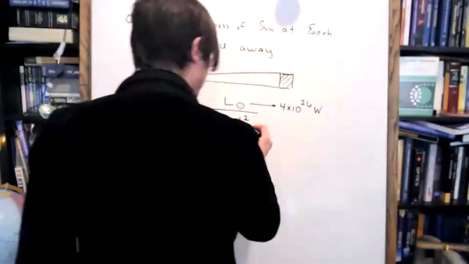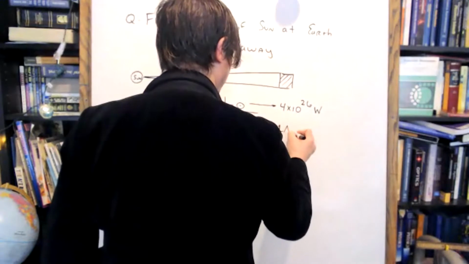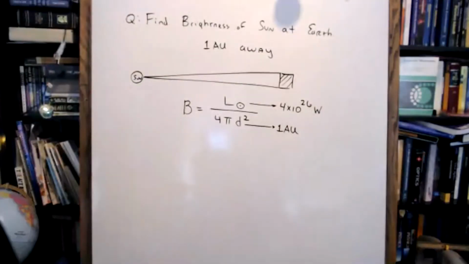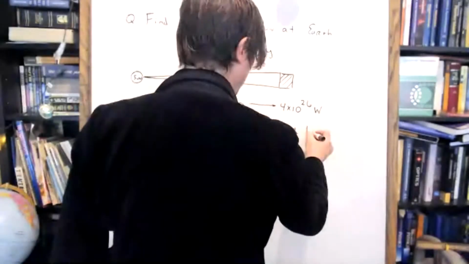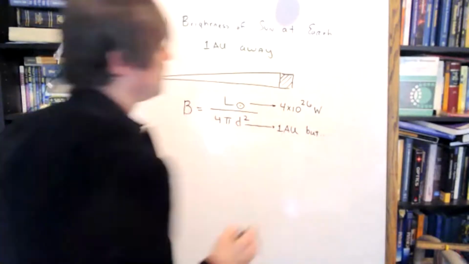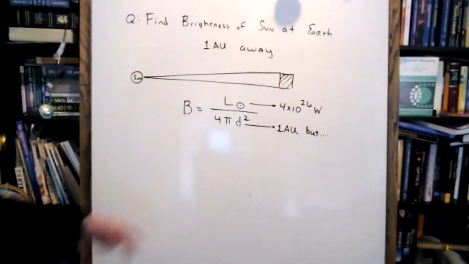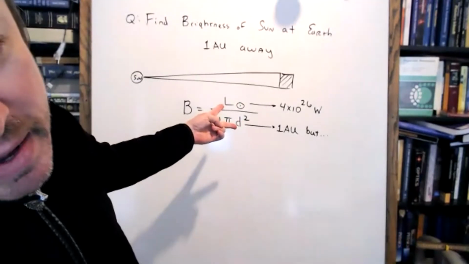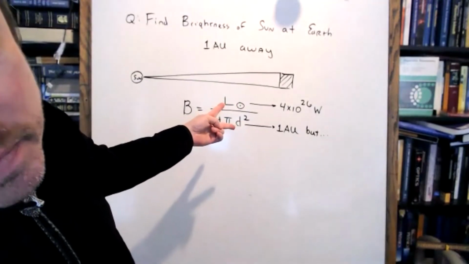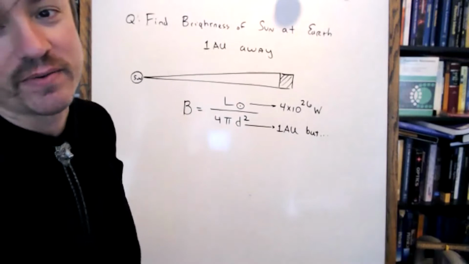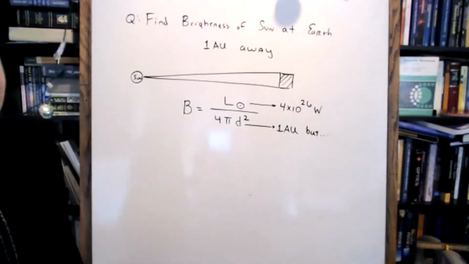The distance is 1 AU. The luminosity is not 1 AU. The distance is 1 AU. But we can't use AUs here because I ain't interested in getting my brightness in watts per square AU. That would be awkward. I want watts per square meter. So what am I going to have to do?